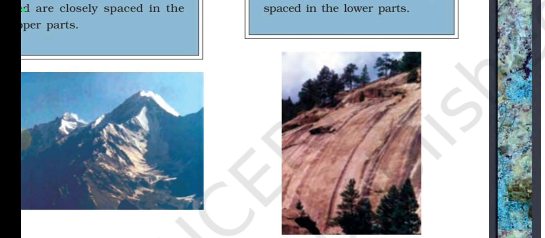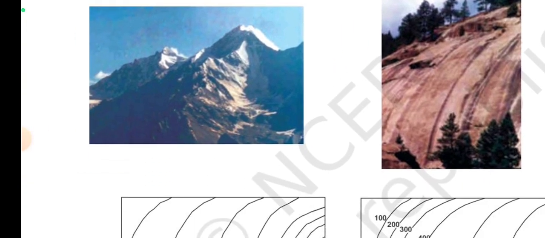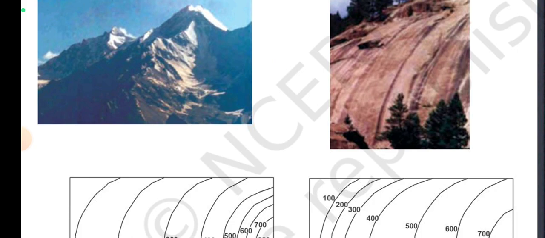You can see this like this. This is a steep slope. Okay, and this is a concave slope. This is a convex slope.